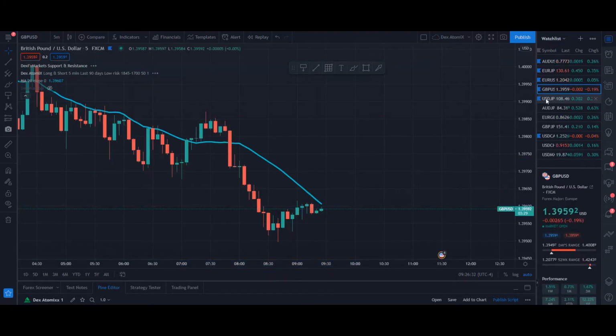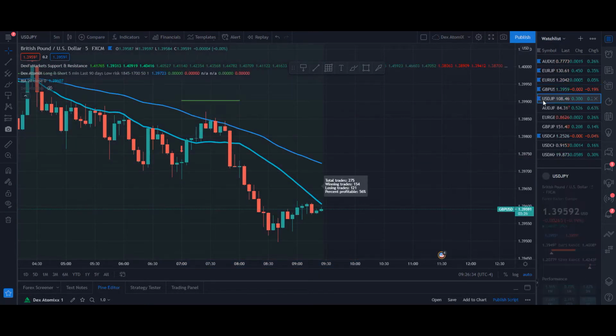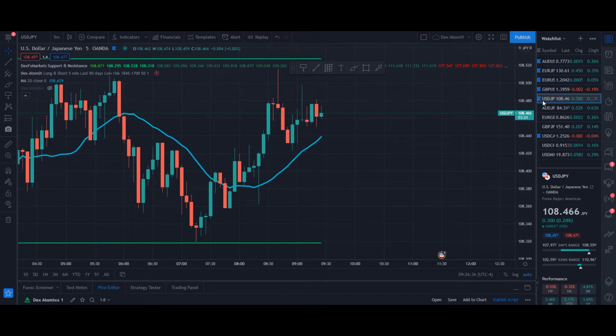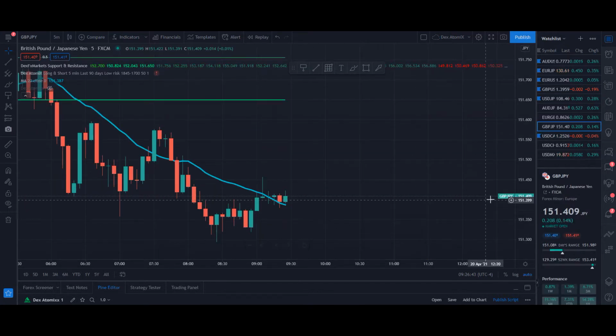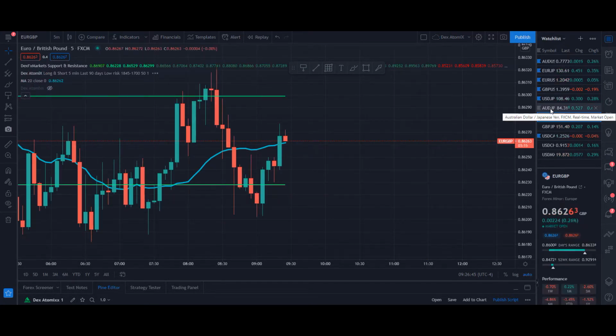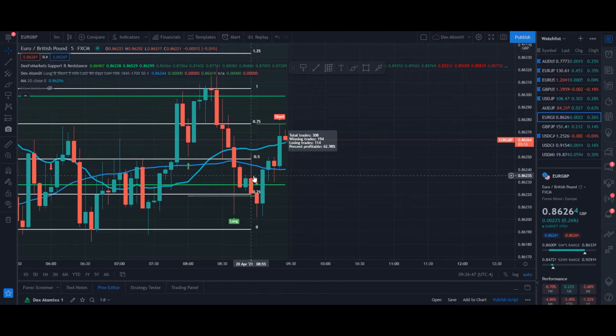Let's go down and look at Great Britain Pound. Go down to USD JPY. All right, look at Great Britain Pound JPY. Just looking for another trade happening here. There we go.